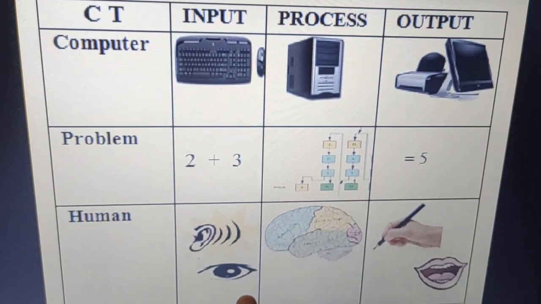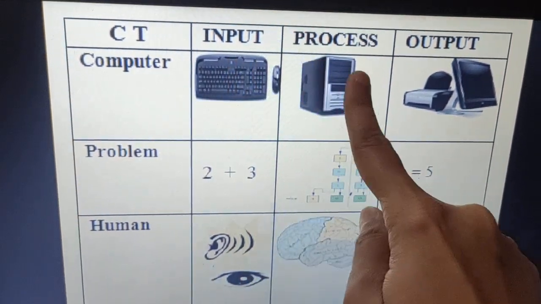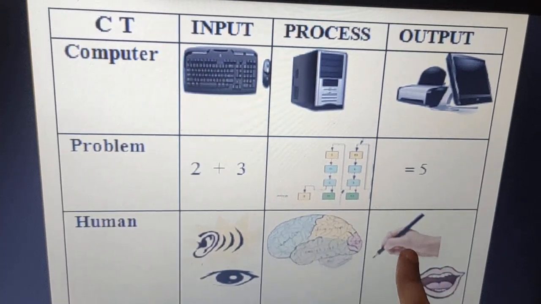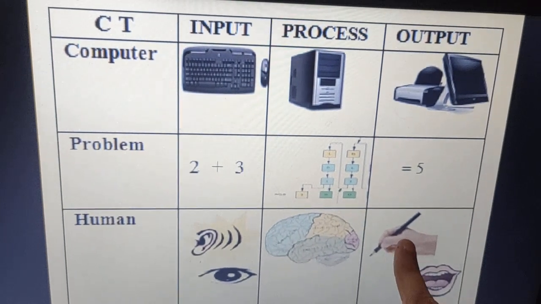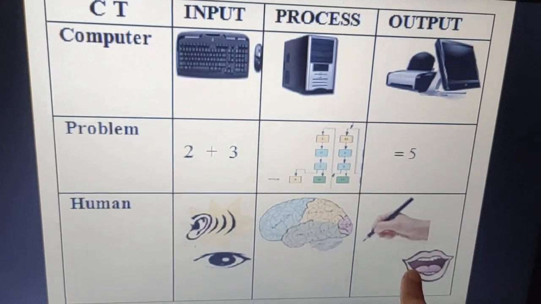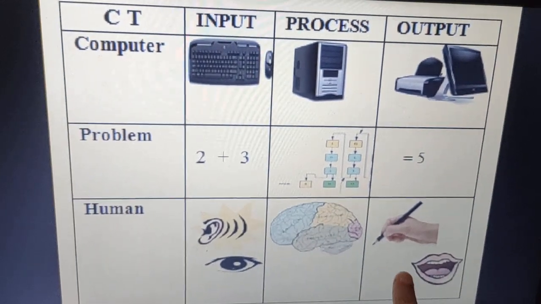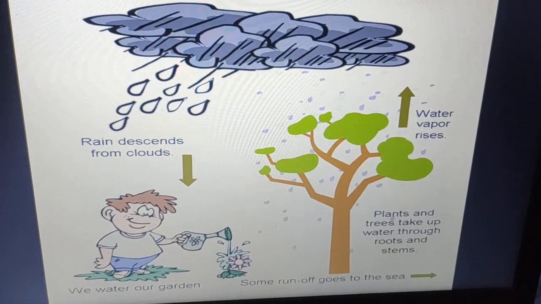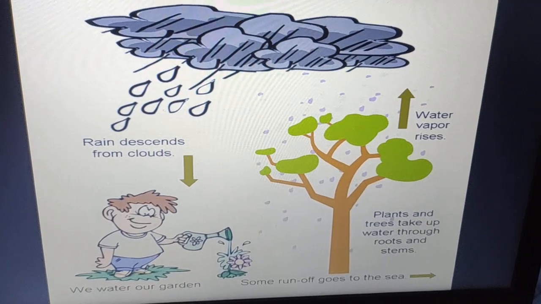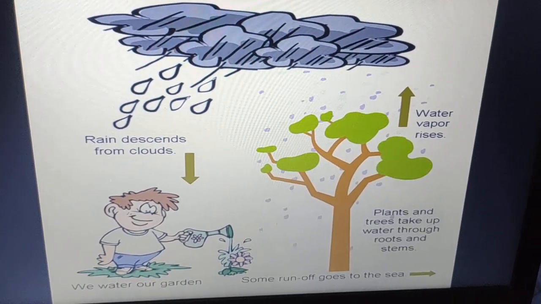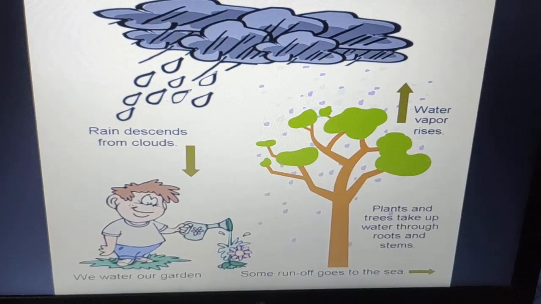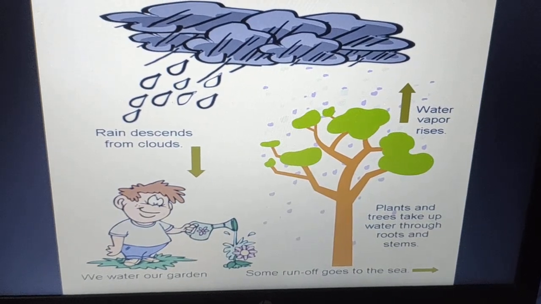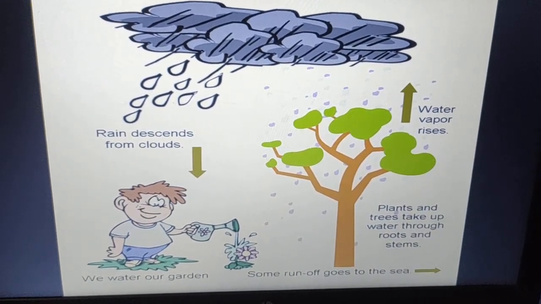So whatever we see, whatever we hear, that is the input. Who will process it? Your brain will process it, and then as an output, either we can draw that instruction, we can write those instructions, or we can speak those instructions. Every work in our day-to-day life is an example of the input process output cycle. The rain comes, rain descends from the clouds. These all are examples of input process output which we are learning in the computer system also.